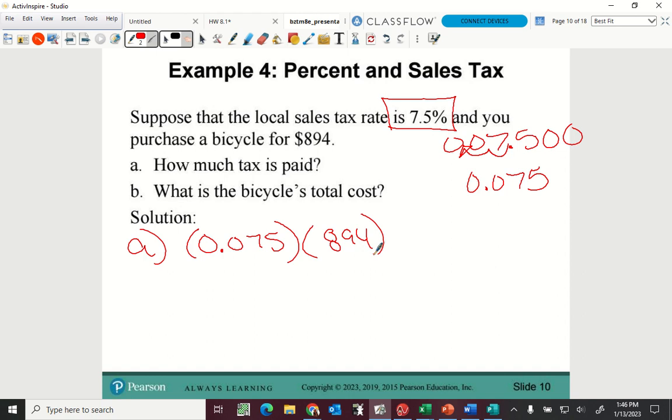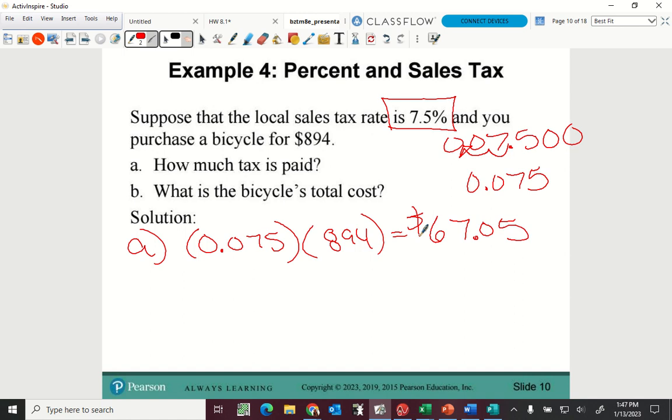All right. So I get this, and it comes out to be 57.05. That is a lot of tax, isn't it? So now, the total bicycle cost. To walk out of the store with the bicycle, how much are you going to have to pay? What are you going to have to do with the sales tax? You have to add it to the actual 894. Very good. We add it to the item amount, right? So we add those together.